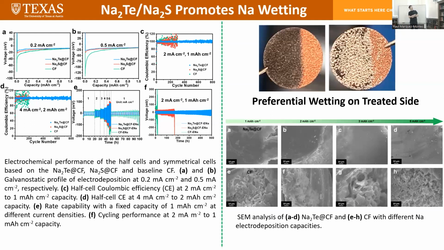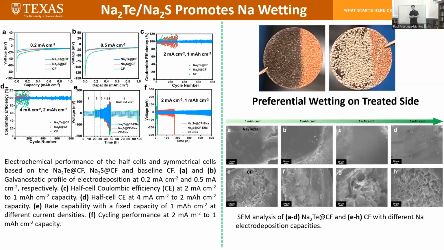You can see on top the sodium deposited at different capacities from 1 all the way to 5. 1 milliampere hour per square centimeter in sodium metal batteries corresponds to around 10 micron of sodium thickness, so 5 milliampere hour is 50 microns. For the modified substrate, you can see the sodium deposit is very uniform and dense, through 1 to 5.